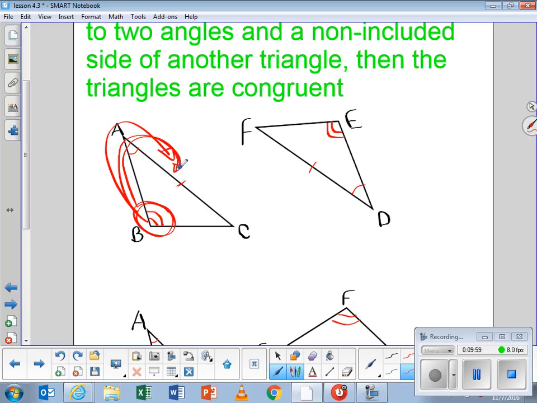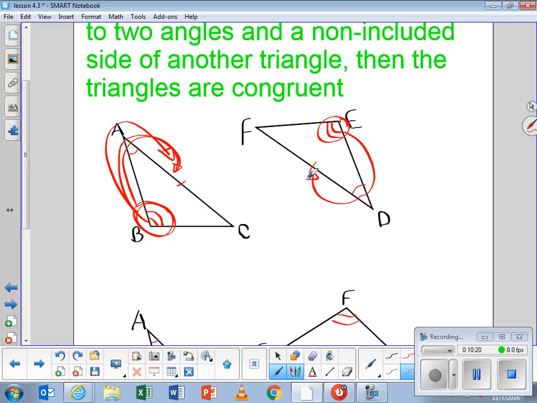Let's go over here and see if we can do the same thing. We start with this angle with 2 marks, this angle with 1 mark, and then the side with 1 mark. Do we agree that they're in the same order? Yes. So that's enough information then to say those 2 triangles are congruent by angle, angle, side.